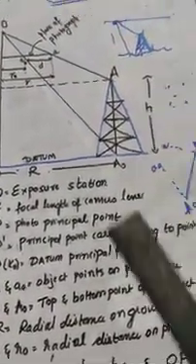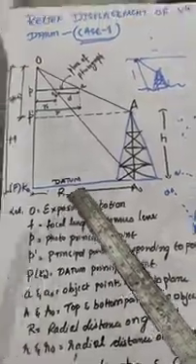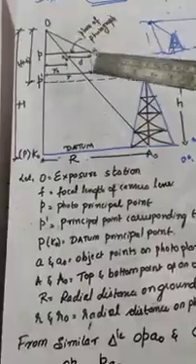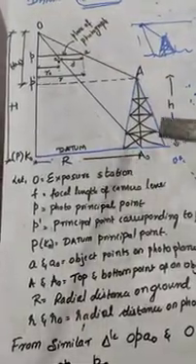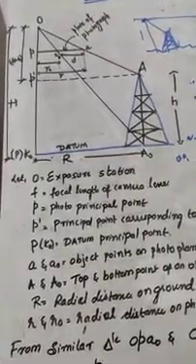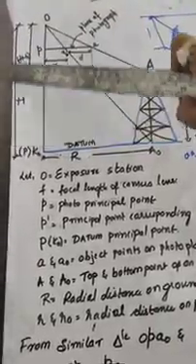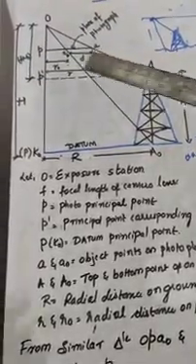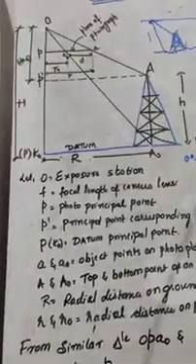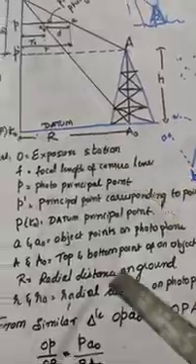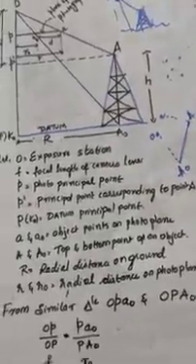Finally, this is the radial distance on the ground, and this is the flying height, capital H. This is the height of the tower, small h, and this portion, from O to P dash, is capital H minus small h. This is what I have explained in the diagram now.